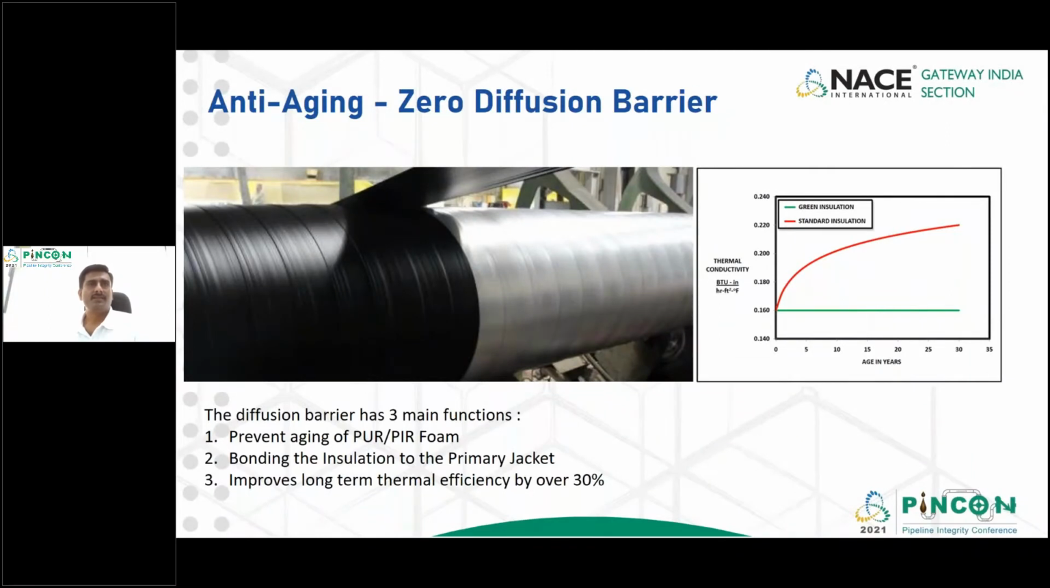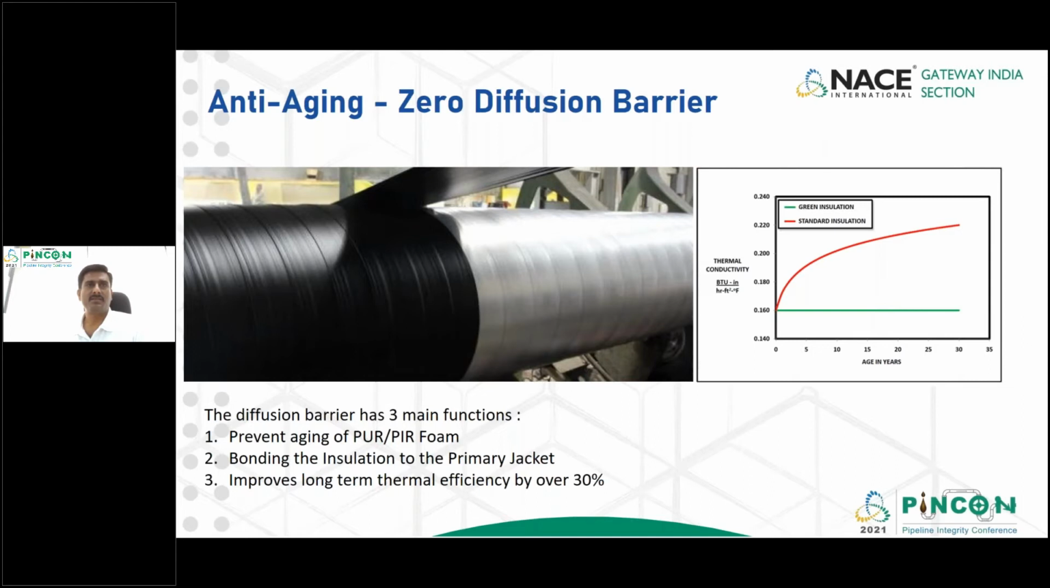The anti-aging zero diffusion barrier. It's a 3-layer co-extruded material, PE aluminum with PE. When corona treated, having a high voltage current applied, it creates a micro profile on the PE that aids to bond with polyurethane foam on one side, and the other side it bonds with the outer jacket.